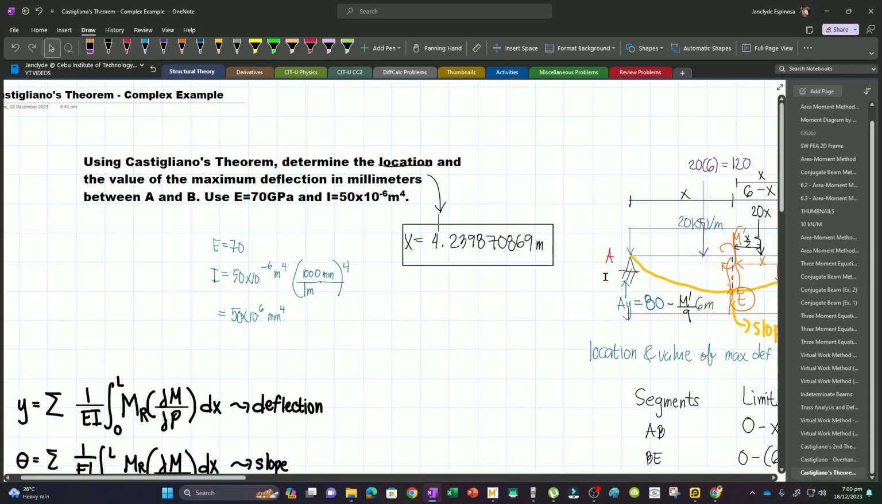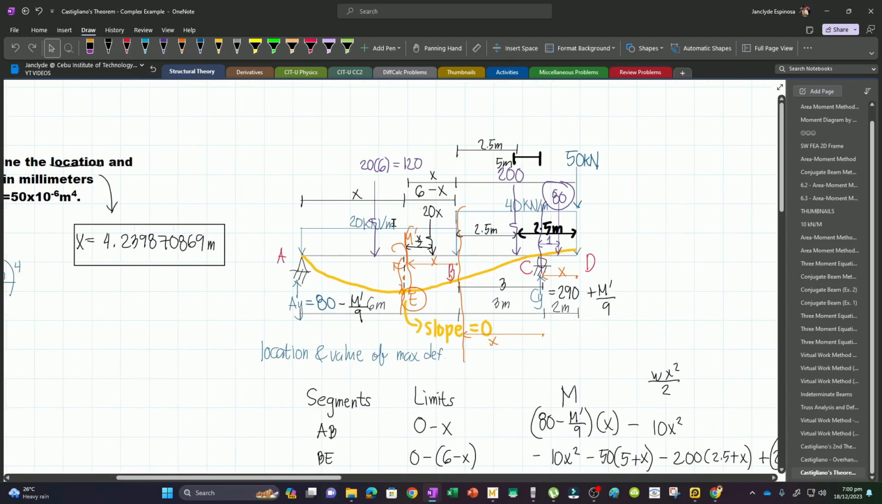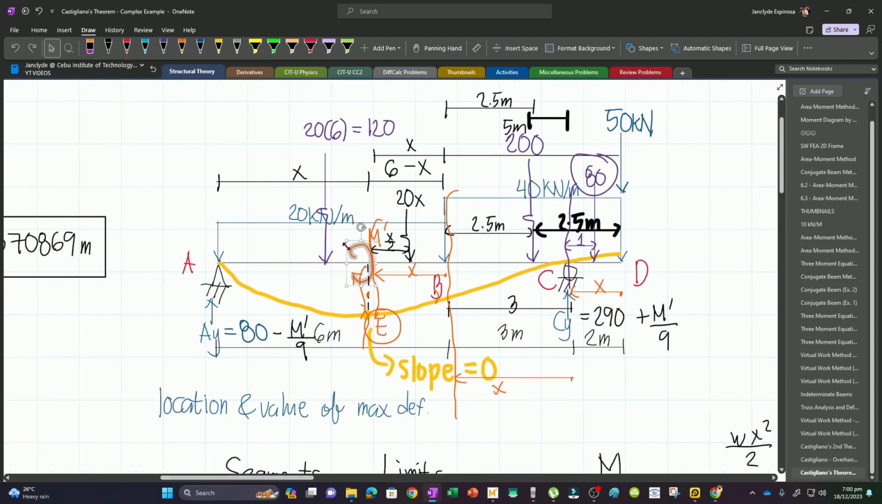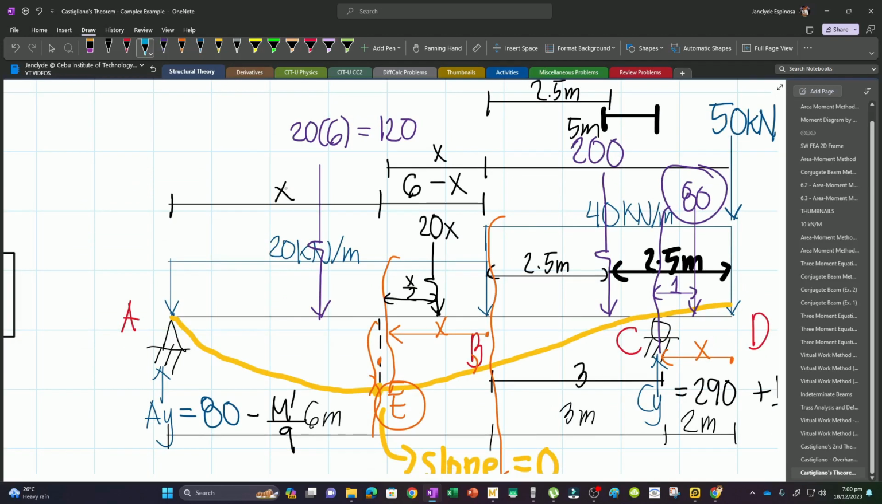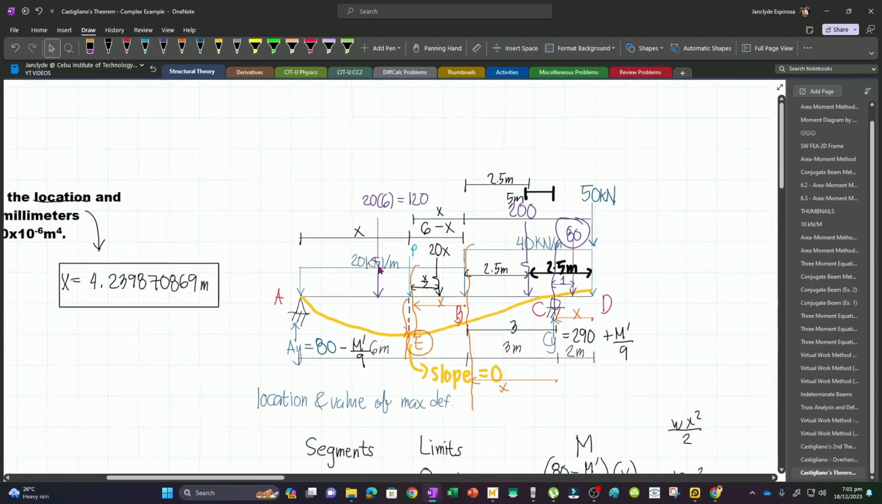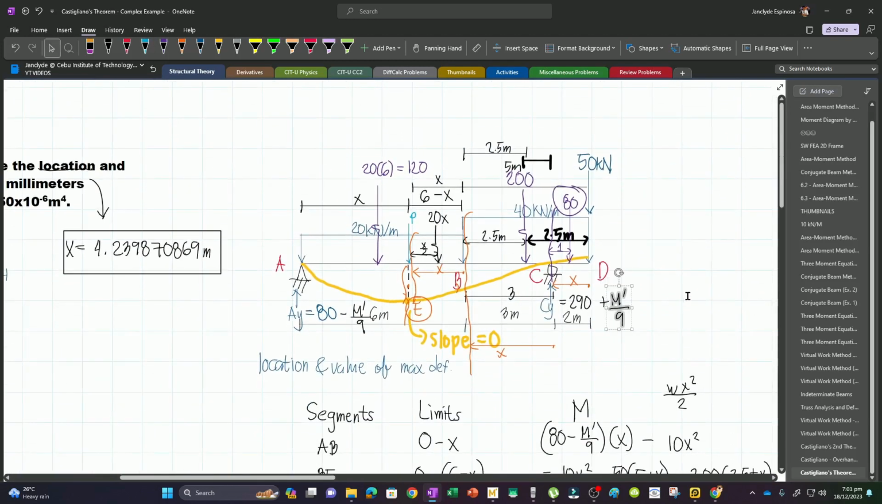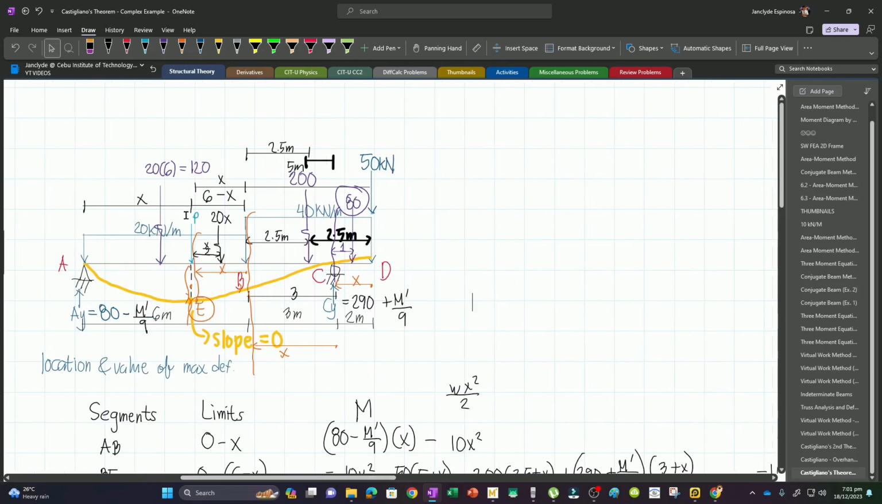However, instead of applying a unit moment, M prime, we will be applying P because we are now interested in the deflection. So this will be P. Again, let's just remove this one and then change M prime into P. So this will be P. And if we try to solve for the reaction, that will also change. It's no longer M prime over 9, because we are now applying P.